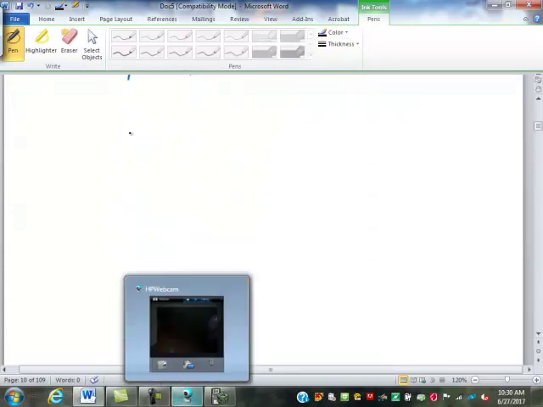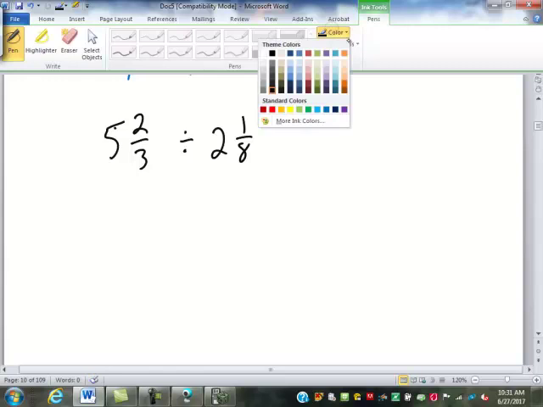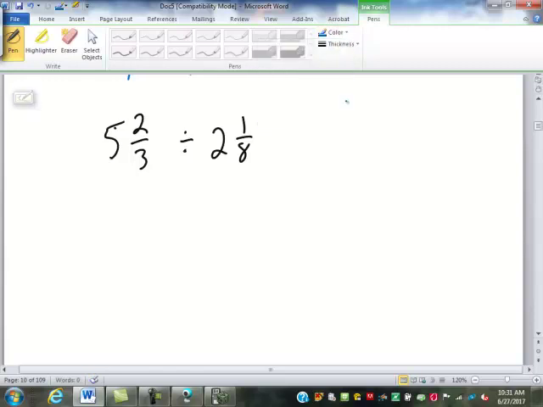So, when we have mixed numbers, 5 2/3 divided by 2 1/8. Since we are going to turn it into multiplication, it makes sense that we do the same thing that we did with multiplication, which is turn it into an improper fraction. So 5 2/3 becomes 17/3. There you go. 5 times 3 is 15, plus 2 is 17.